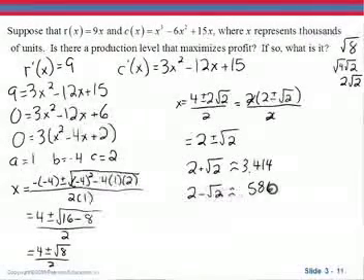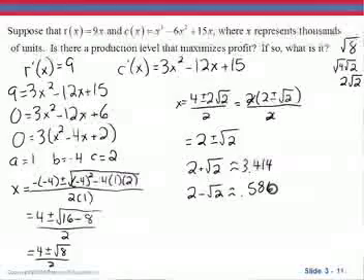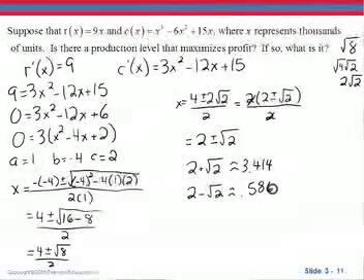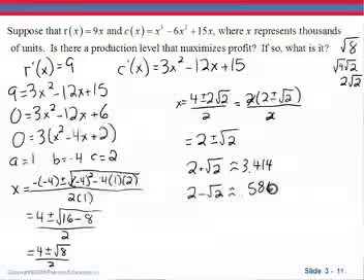If I actually want to know which one it is, then you would want to look at the second derivative. If you take your revenue function minus your cost function and you take the second derivative, it's going to be negative at 2 plus the square root of 2 and positive at 2 minus the square root of 2. So it's actually going to be a maximum at 2 plus the square root of 2. So the maximum profit is when it's 3.414 thousand units, so 3,414 units.